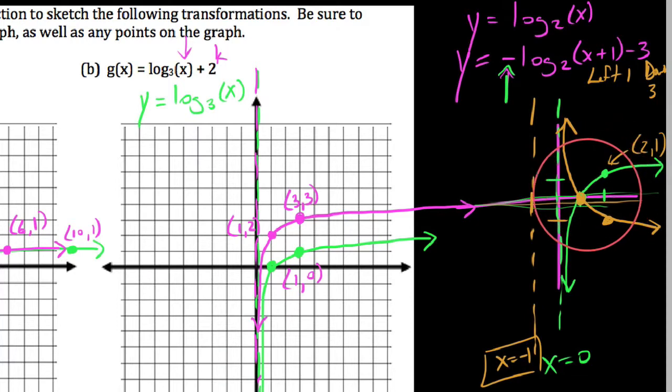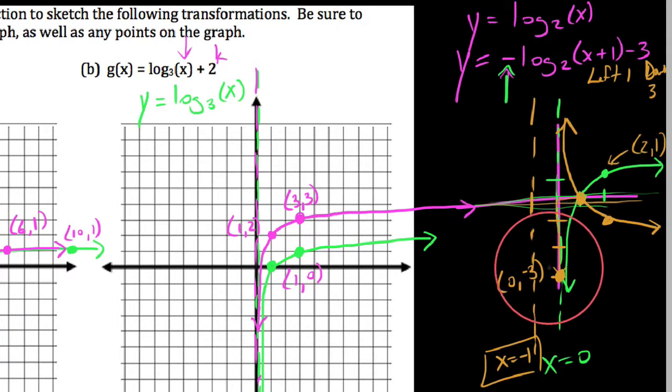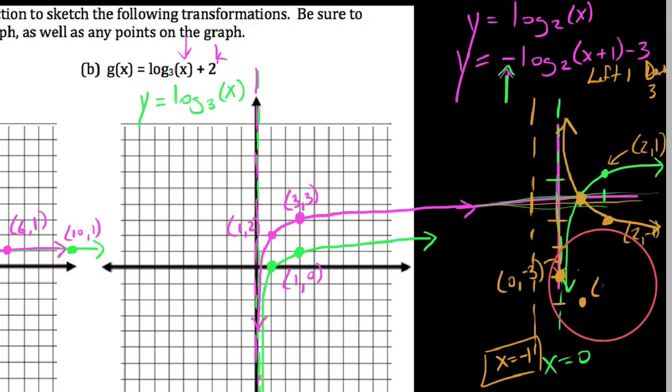So let's grab our point here on the orange graph that we reflected. It was at (1, 0). If I go left 1, down 3, now I have that point here. So this point went left 1, down 3. Let's grab that and label it. That'd be the point (0, -3) here. And then also, this point, which was at (2, -1), we need to shift left 1, down 3. So now it's at (1, -4).